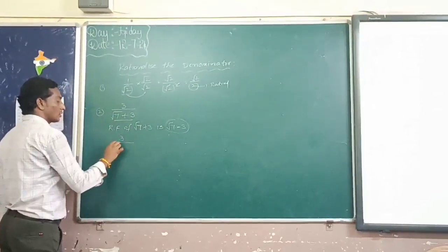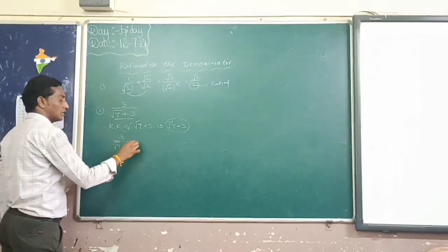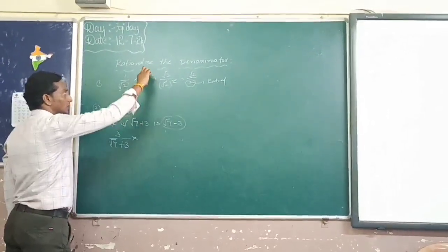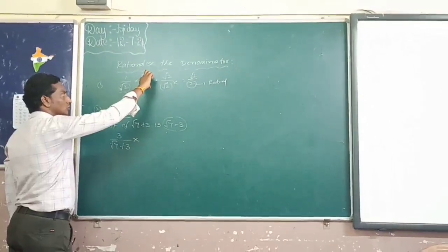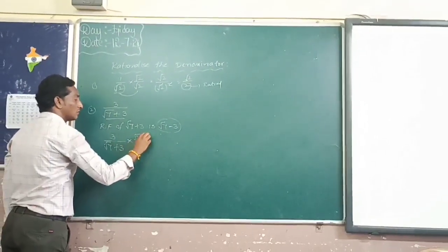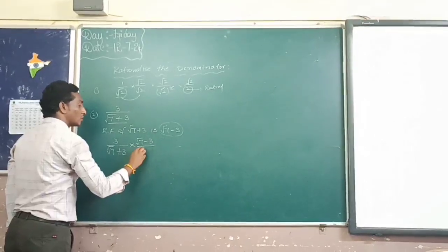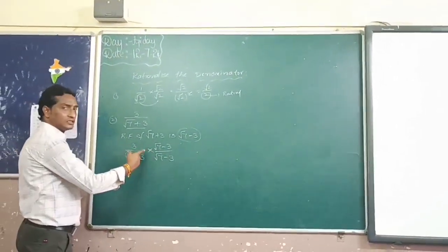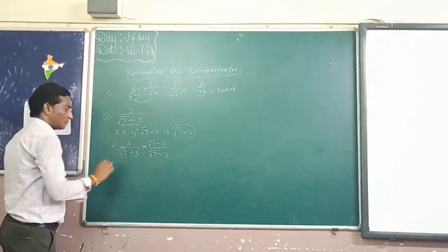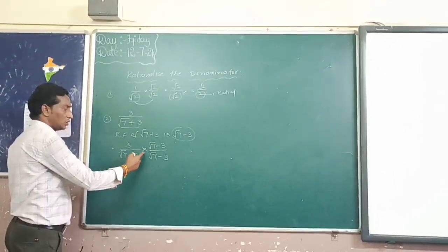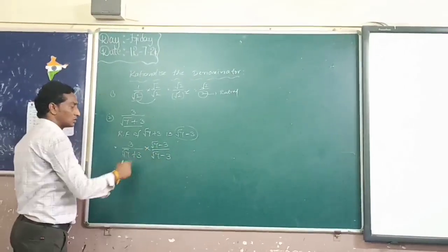3 by root 7 plus 3, the same number as the previous problem. Take that numerator and denominator and multiply and divide by root 7 minus 3, so the value is not changing. So again, what to do? 3 by root 7 plus 3 into root 7 minus 3 by root 7 minus 3.